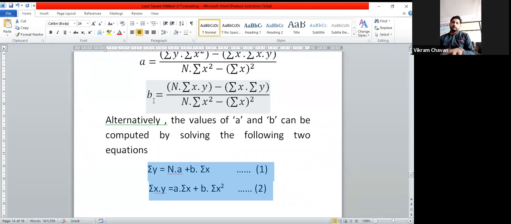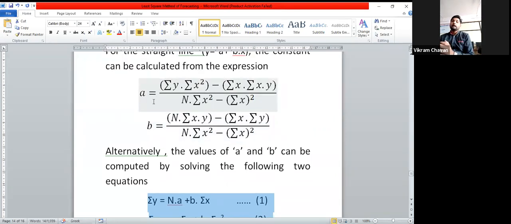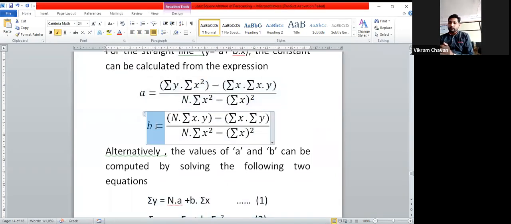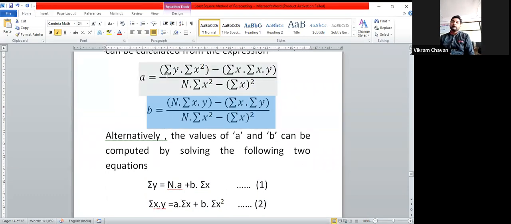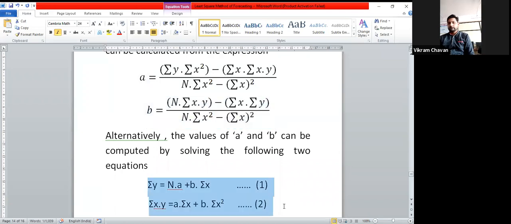But here the problem statement is such that we are unable to make the deviation equal to zero, so we are going for these A and B formulas. And how have we determined these formulas, or how did we reach these formulas? By using these two equations.